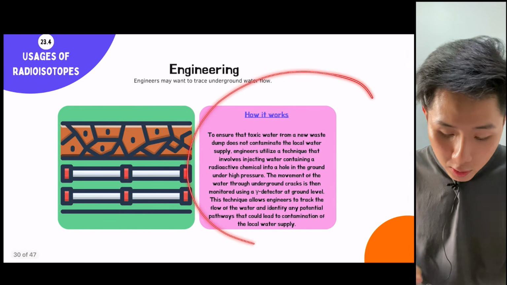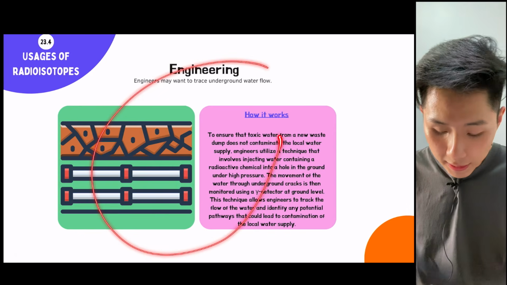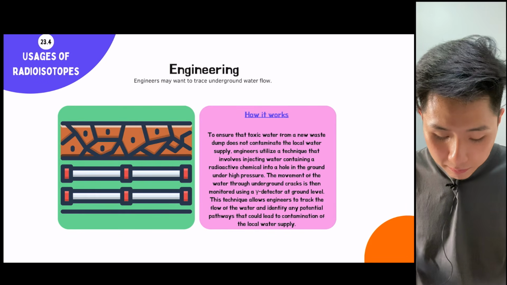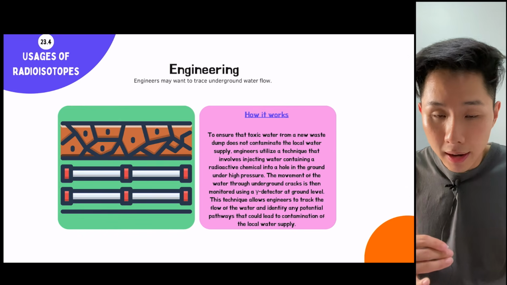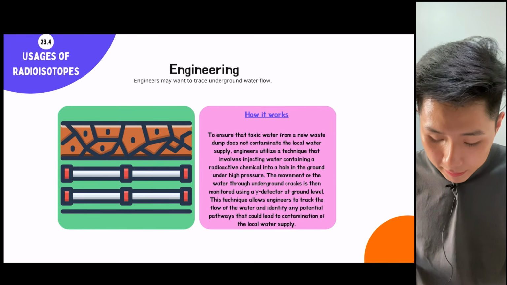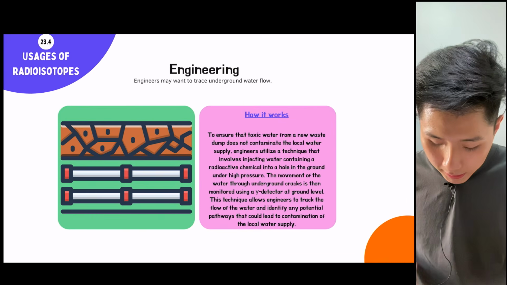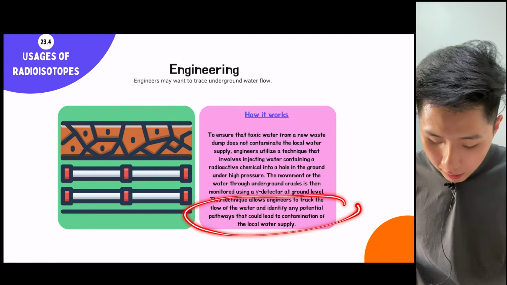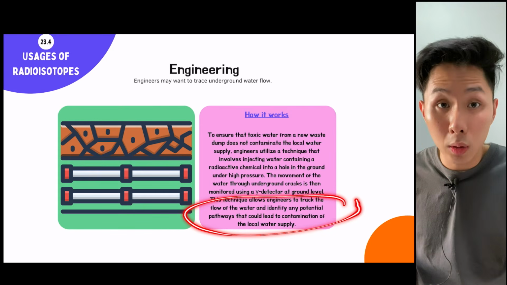And another one is engineering. It's very much like the tracing example. For engineering, they just inject some radioactive materials into the pipe. And if there's a blockage in the pipe, this radioactive element will not pass through it. So again, they allow them to track the flow of water and identify any pathway that could lead to contamination of the local water supply.